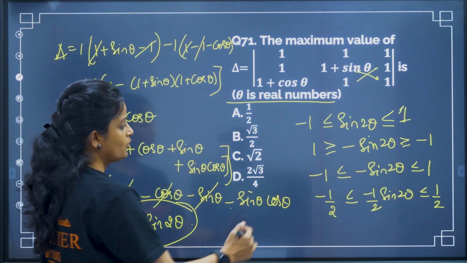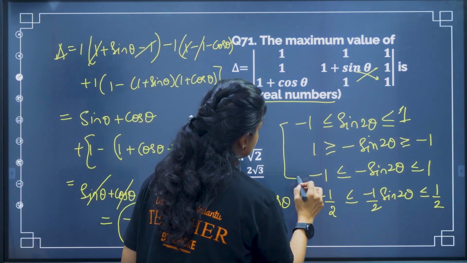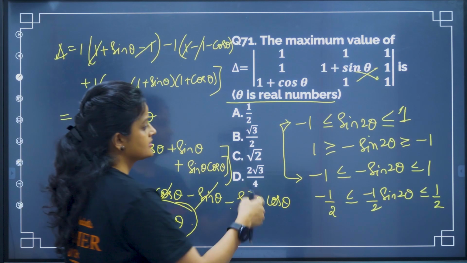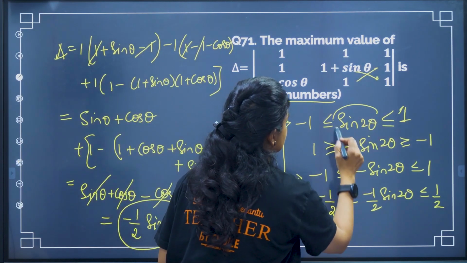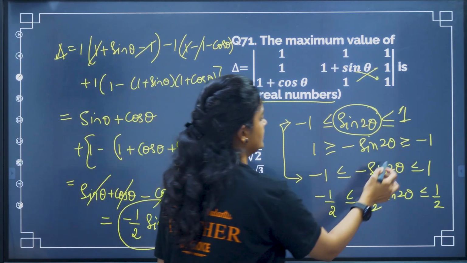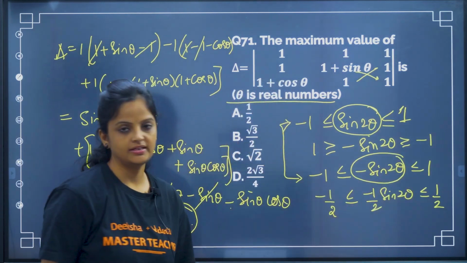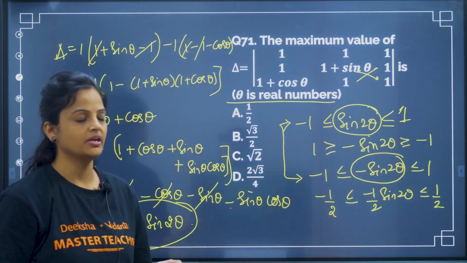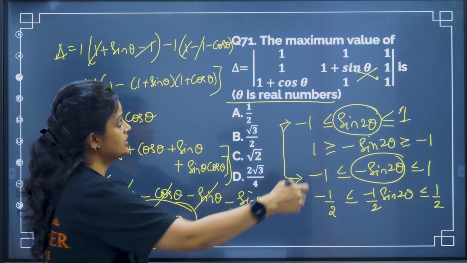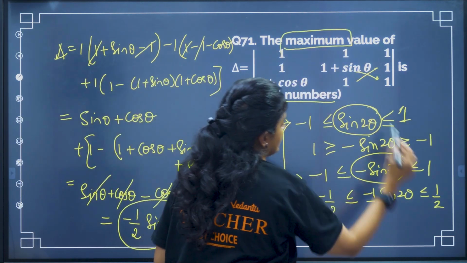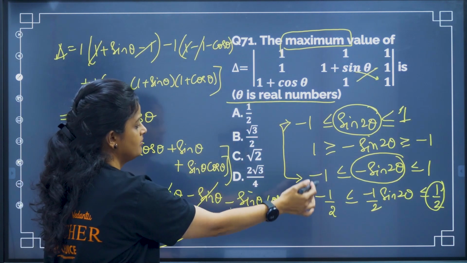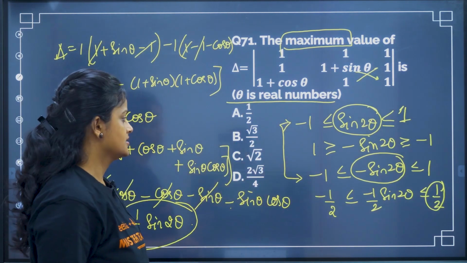Ma'am, what is the difference between the first and the third step? Why have you written it again? See, here is the answer. This is only sine 2 theta. After simplifying, I'll get a minus sine 2 theta. Yes, it is lying in the same range, so you have the same answer. If the question is maximum, then I'll get 1 by 2 as the answer. If the question is minimum, I'll get minus 1 by 2 as the answer.